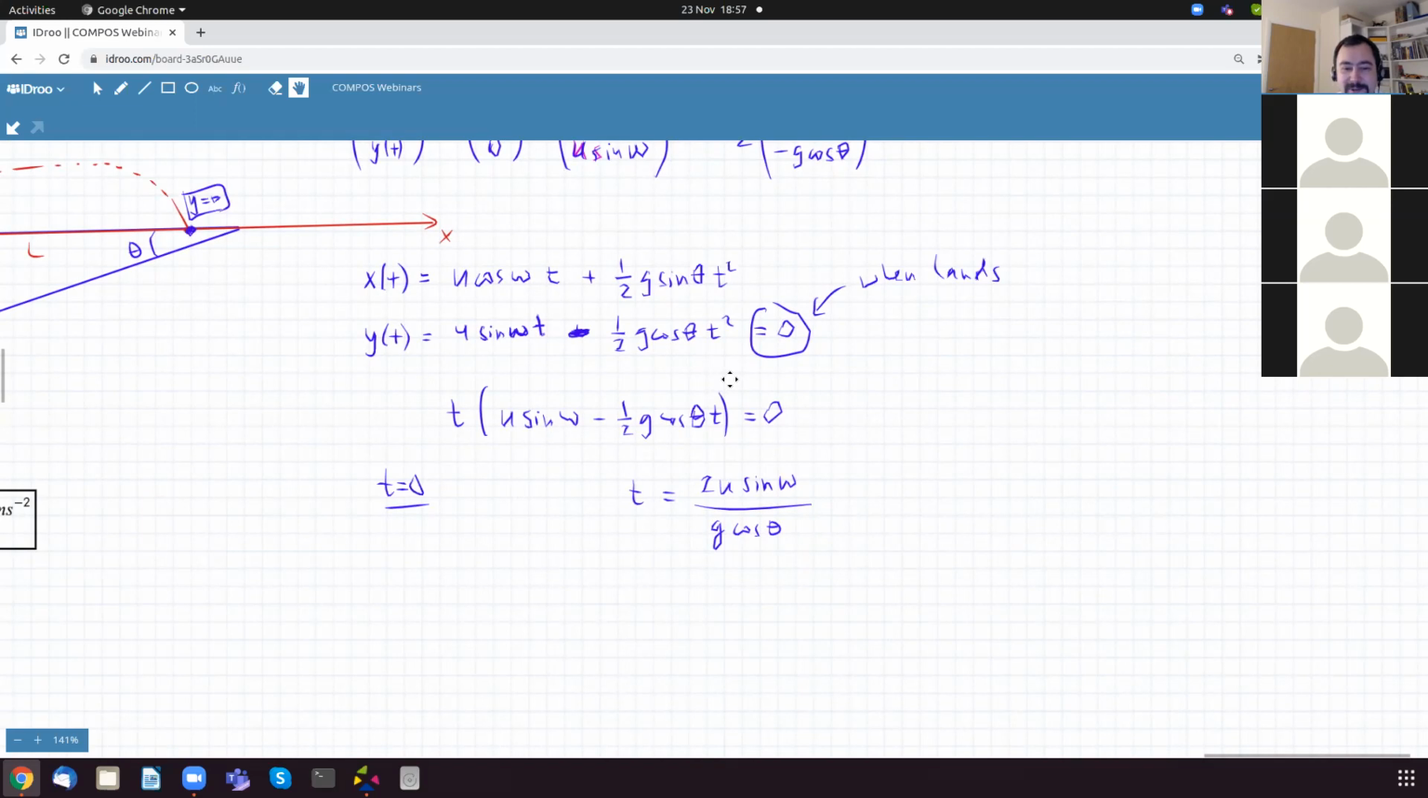No, it doesn't work like that. It only works if the argument is the same. So sine omega divided by cos omega would be tan omega. But sine omega divided by cos theta is not a thing. But we know omega and we know theta.